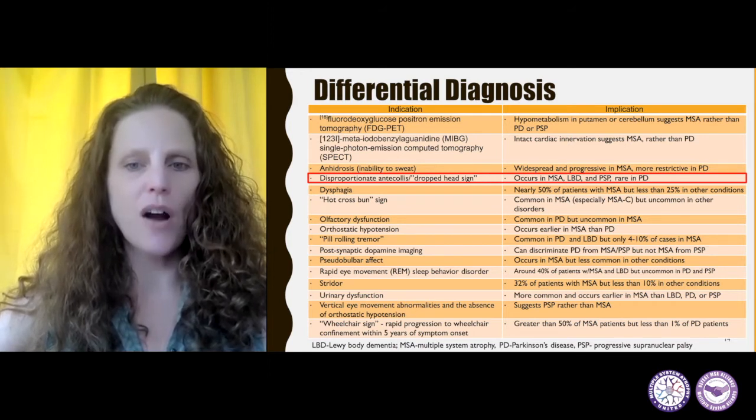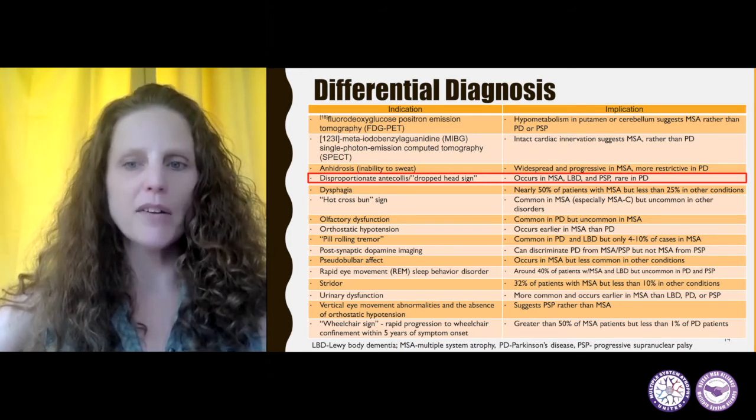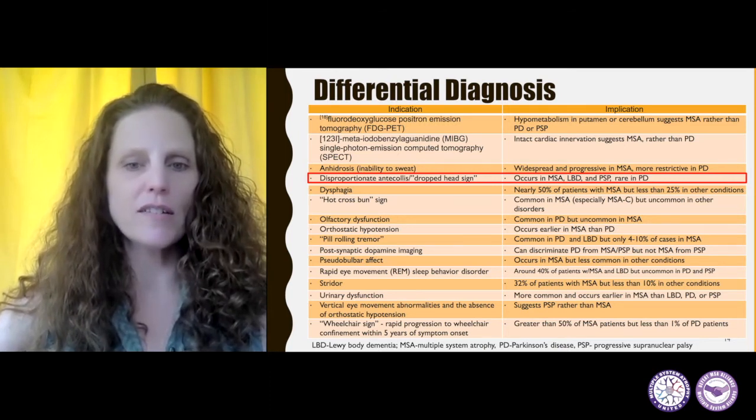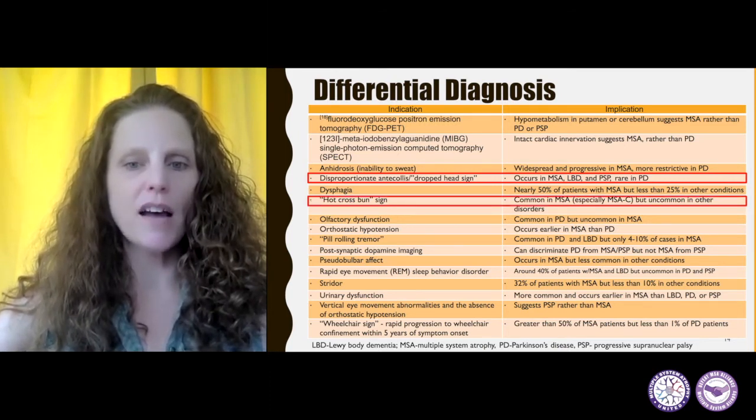Disproportionate anterocollis, or dropped head sign, occurs in Lewy body dementia and PSP as well, but is rare in Parkinson's disease. And the hot cross bun sign is common in MSA, especially MSA-C, but is not entirely absent in other disorders.